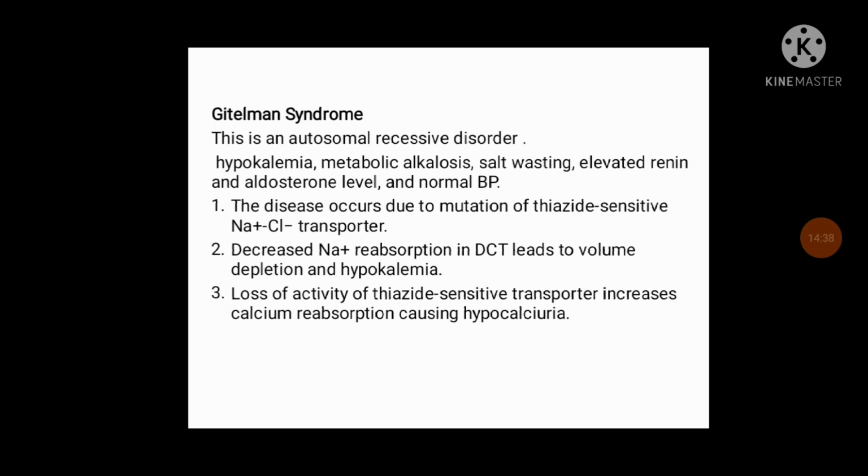Gitelman syndrome is another autosomal recessive disorder characterized by hypokalemia, alkalosis, salt wasting, elevated renin and aldosterone levels with a normal blood pressure. The disease occurs due to mutation of the thiazide sensitive sodium chloride transporter. Here, the decreased sodium absorption in the DCT leads to volume depletion and hypokalemia. Loss of activity of the thiazide sensitive transporter increases calcium reabsorption, also causing hypocalciuria.